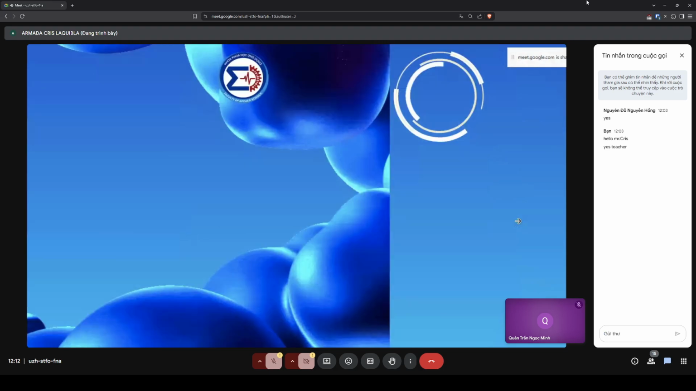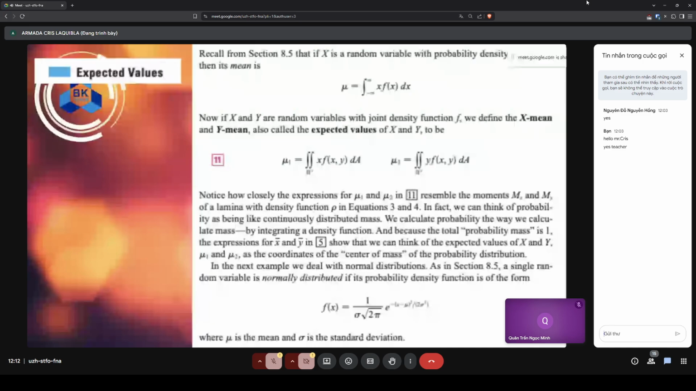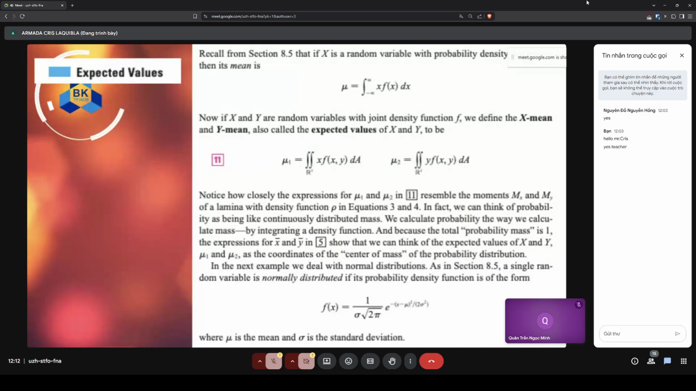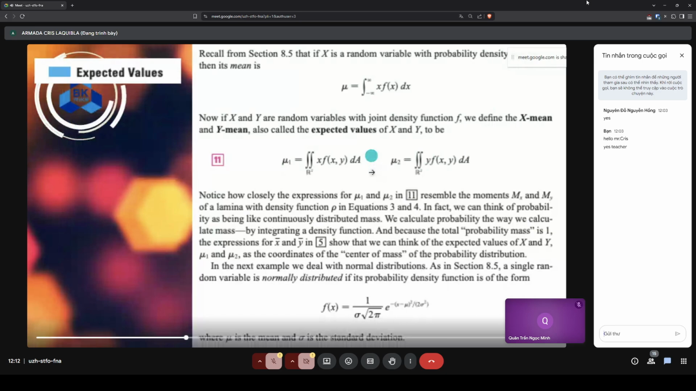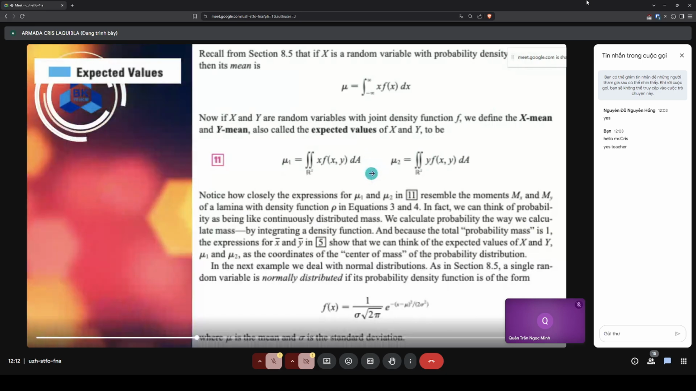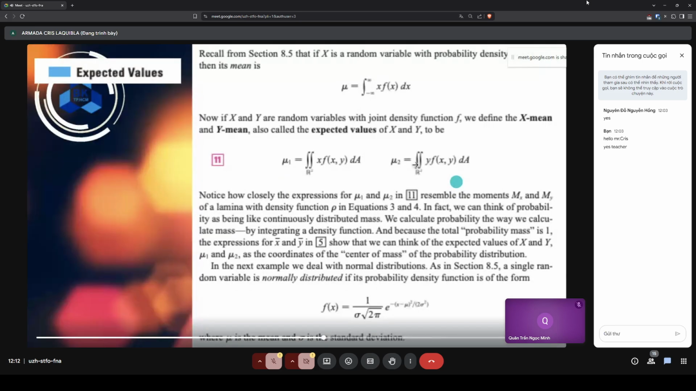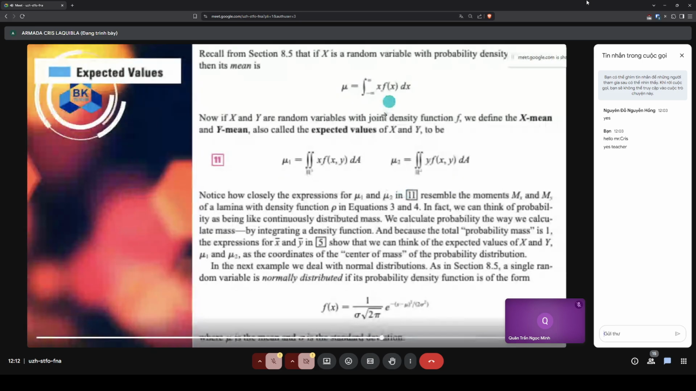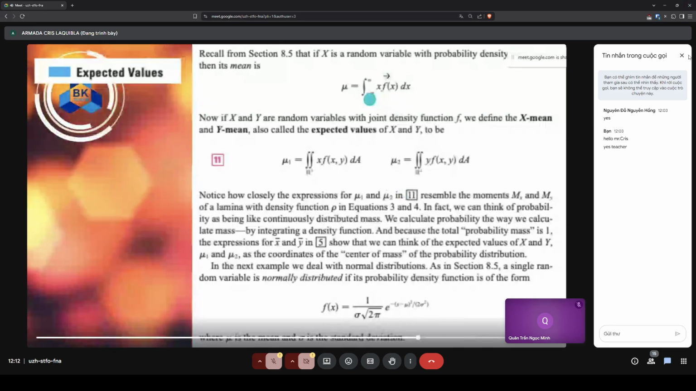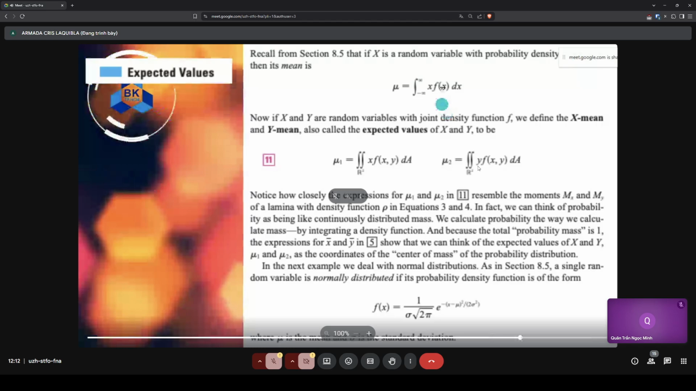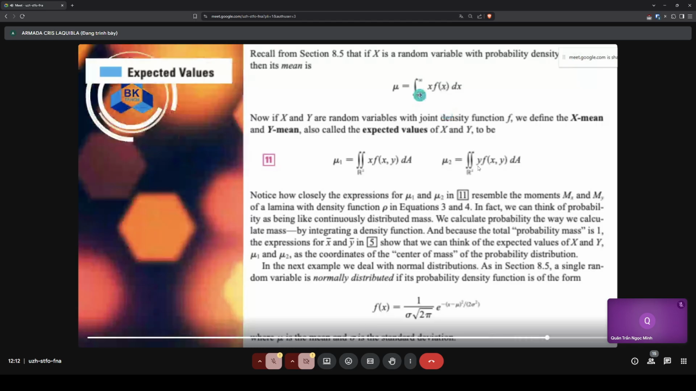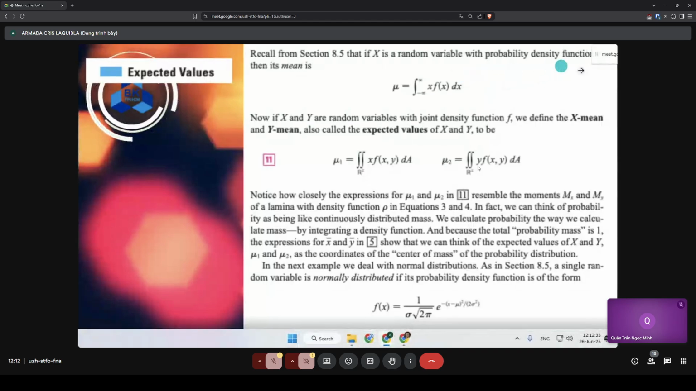Now we have the expected values. We solve, yeah, previously the x bar and y bar, and then this one class is very similar to that one. Here, your mu is equal to the integral of x times f of x dx, where this one is evaluated from negative infinity to positive infinity. This is your probability function f. Then that's it. Your f is the probability density function, and this is your mean.